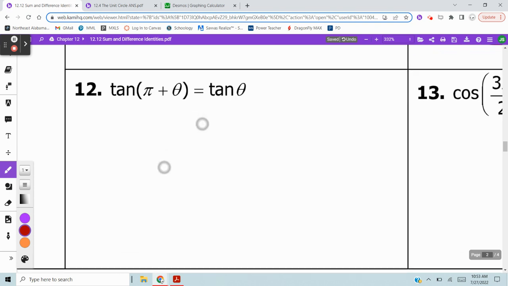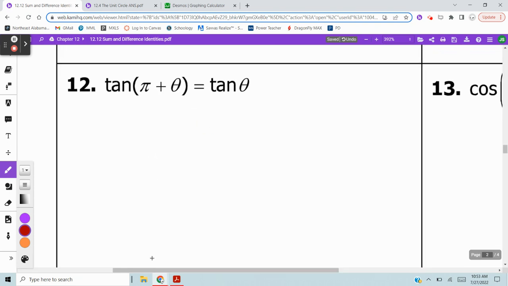Number 12. These last two will be done very similar to those first two. So this one says, I can take the tangent of some angle and add 180 to it, and it's going to be the same thing as the tangent of that angle. And we already know that this is true because think about tangent. The period for tangent is 180. So if I have like the tangent of 30 and I add 180 to it, and that's 210, is the tangent of 30 and 210 the same thing? Yes, because it repeats every 180 degrees. So let's go ahead and see if this is true.